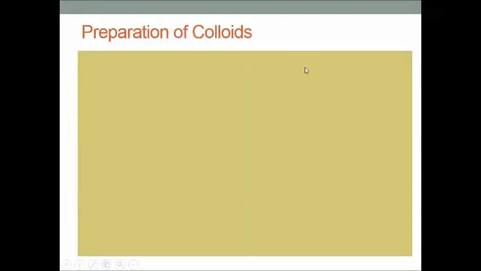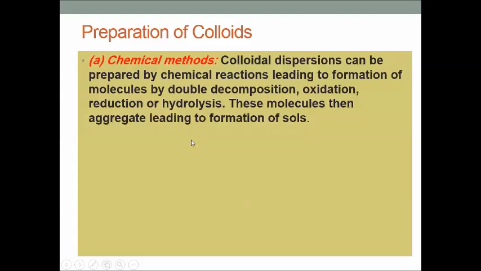Now let's see how we can prepare the colloids. The first method is the chemical method. Colloidal dispersions can be prepared by chemical reactions leading to the formation of molecules by four methods, that is double decomposition, oxidation, reduction, and hydrolysis. The molecules then aggregate, leading to the formation of colloids.